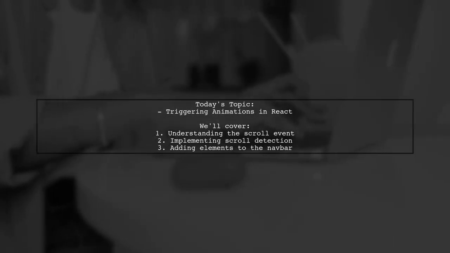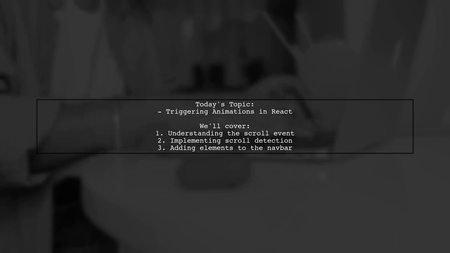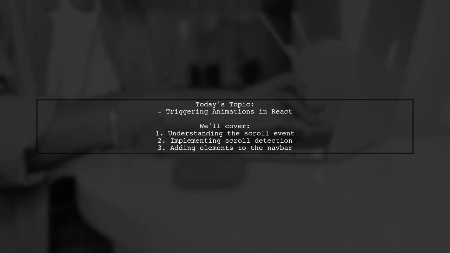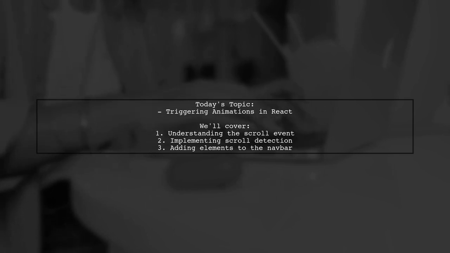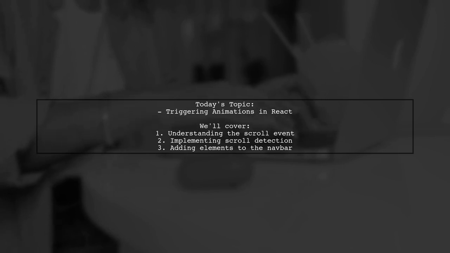Today, we're tackling an interesting question from one of our viewers. They want to know how to trigger animations in a React app based on the scroll position. Specifically, they ask, how can I add an element to the navbar when the user has scrolled past the header of the site, all without using jQuery? Let's break this down and explore how we can achieve this using React's powerful features.